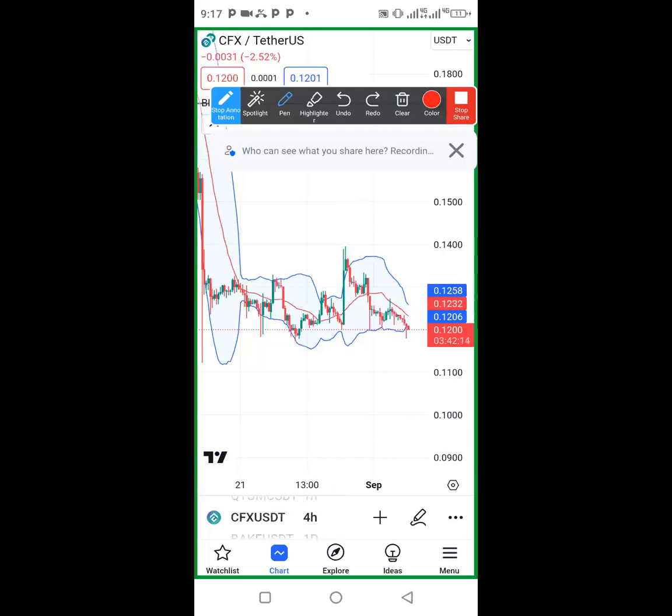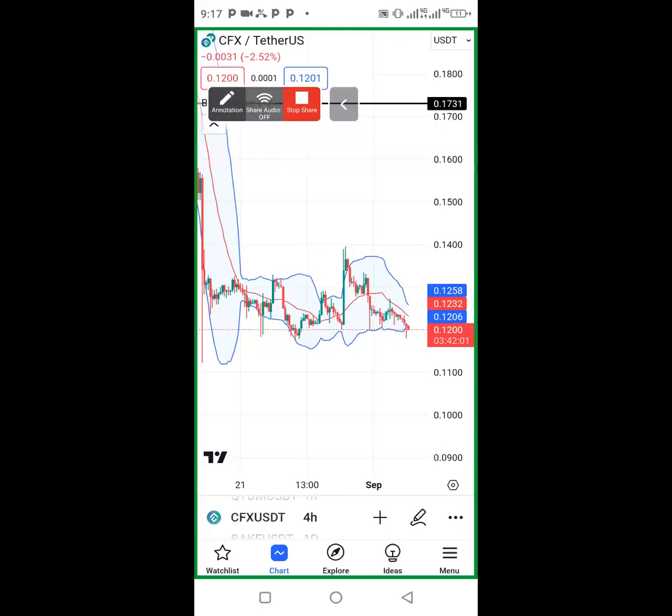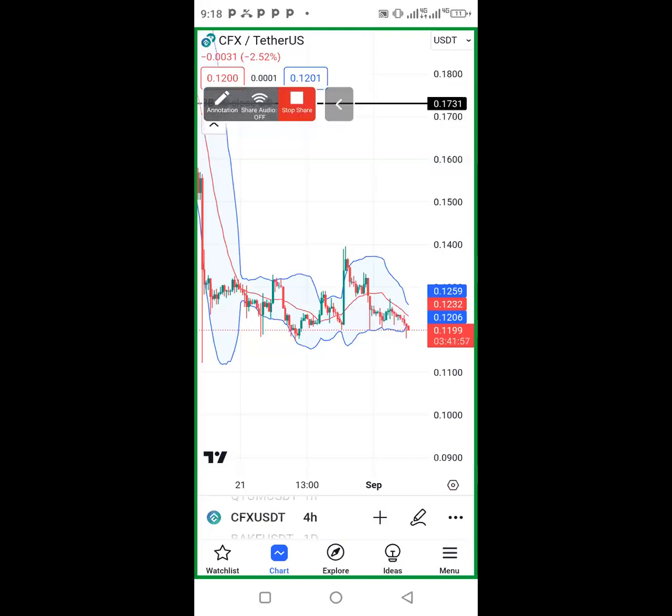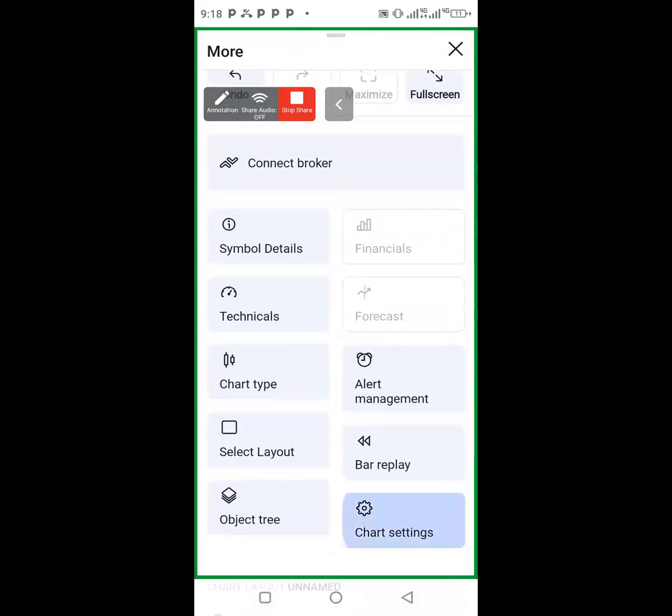It's very important, if you want to use support and resistance, to know how to use your horizontal line. How do you get that? You can tap on the plus, the 3 dots here. Some of us might not know where to find it. Go down and tap on it.